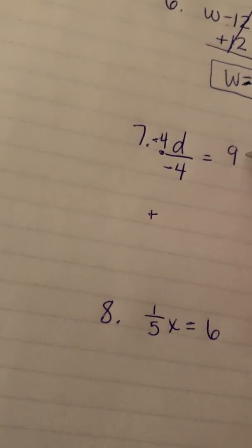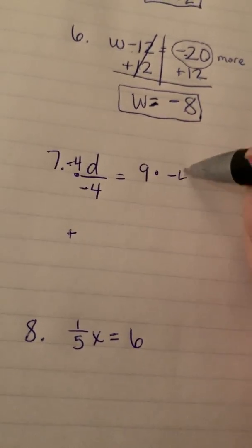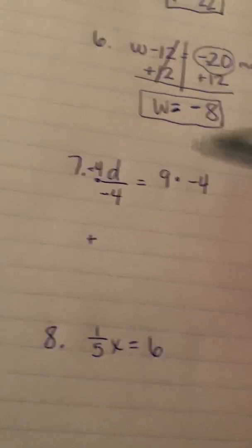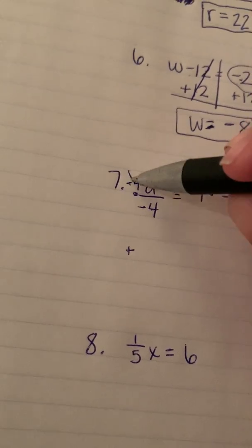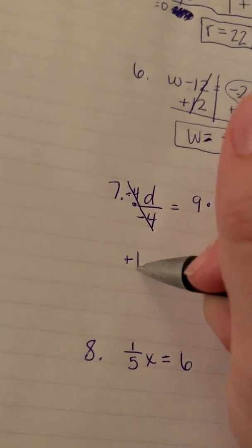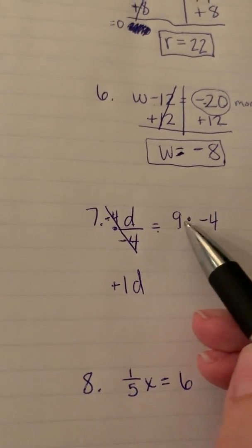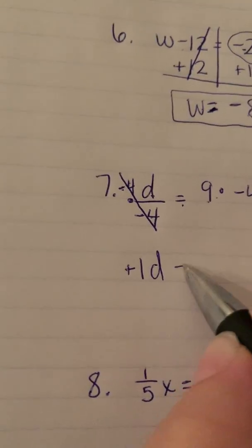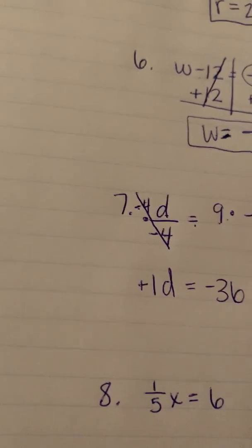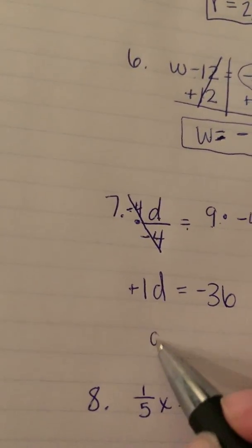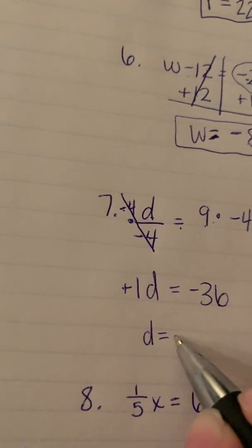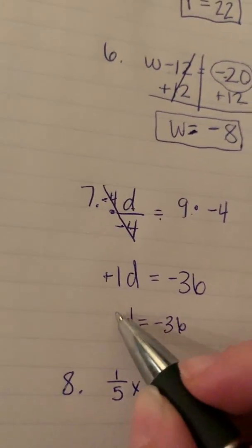So if I'm doing negative over here, I have to multiply by -4 over here. It has to be negative. Negative and a -4, that equals +1. Bring down the D, equals 9 times -4, which is -36. I don't have to write this part, so I'm going to rewrite it as my final answer. D equals -36.